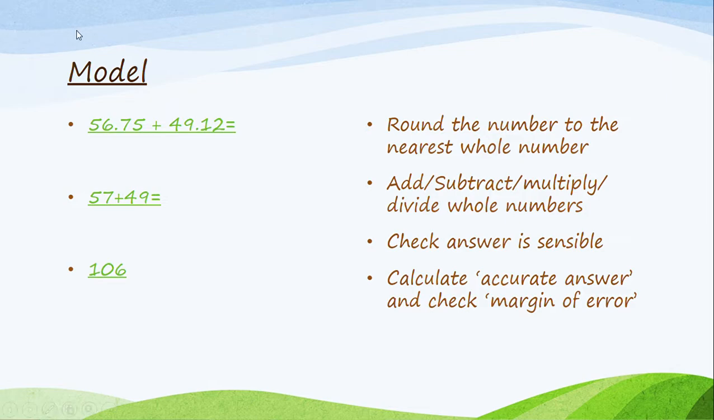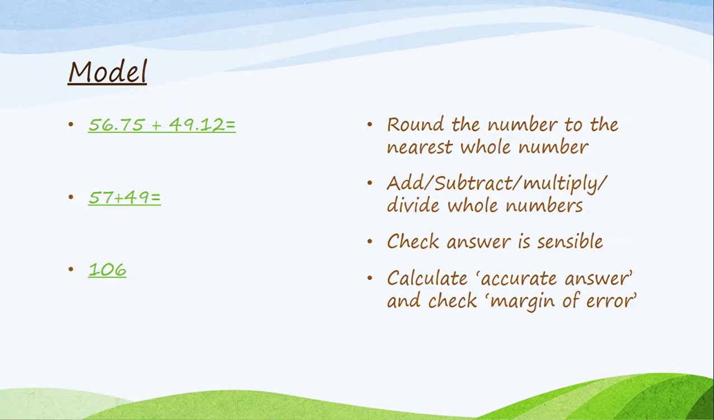So my example today is 56.75 add 49.12. I could work out this calculation accurately, but because we're estimating today, the first step you need to take is round each of the numbers to their nearest whole number. Because this number's got 0.75, I know that 0.7 in the tenths column is greater than 5, so I'm going to round that number up to the next whole number, which would be 57.